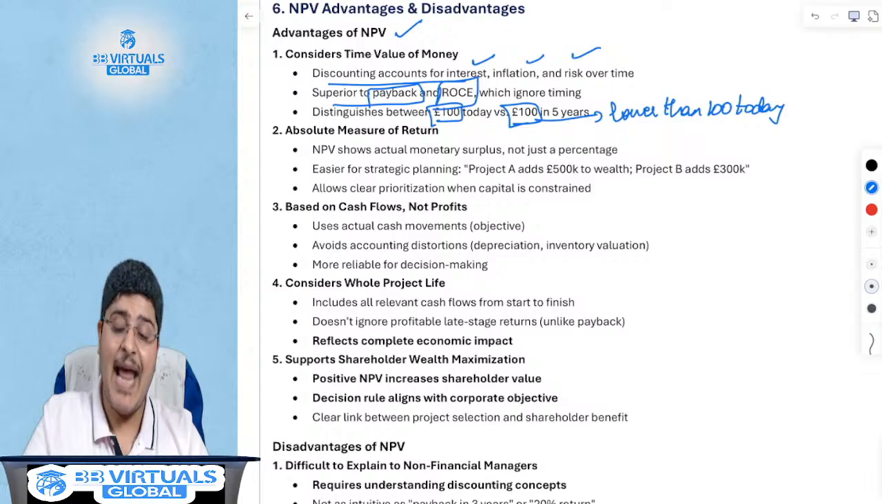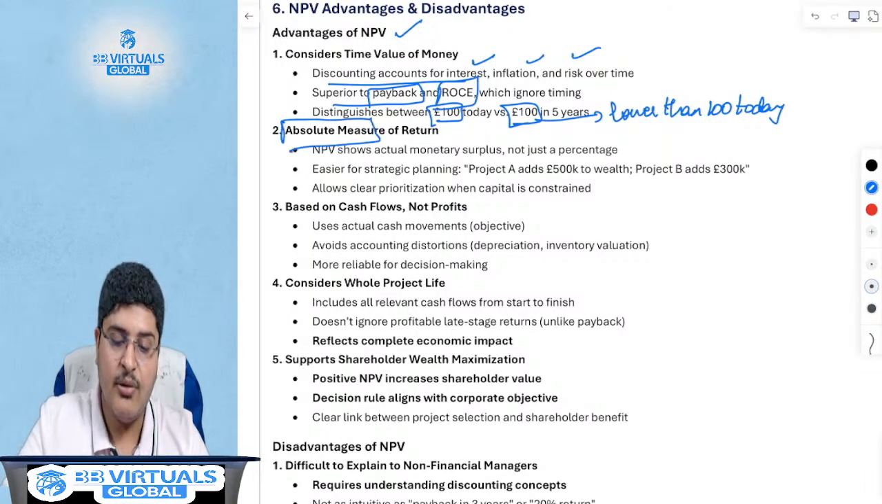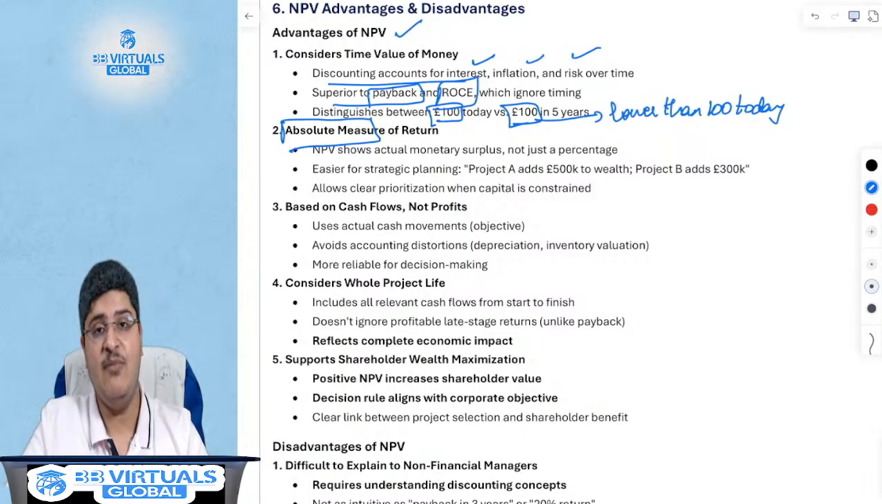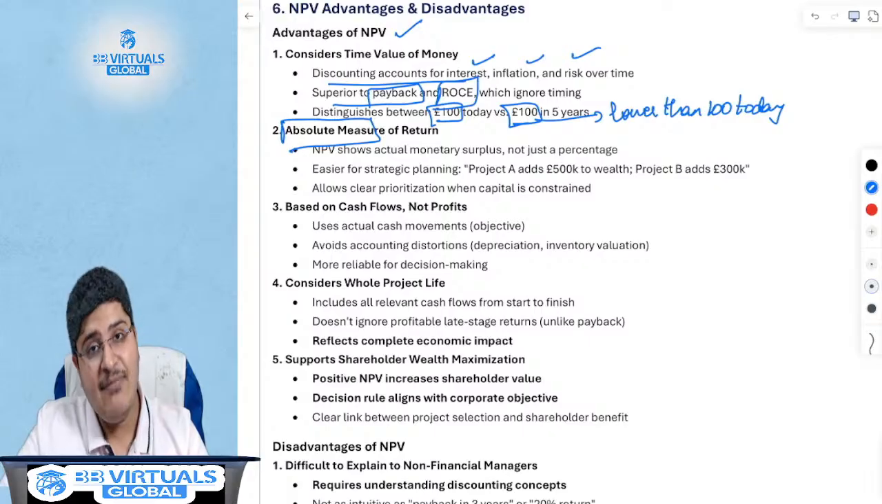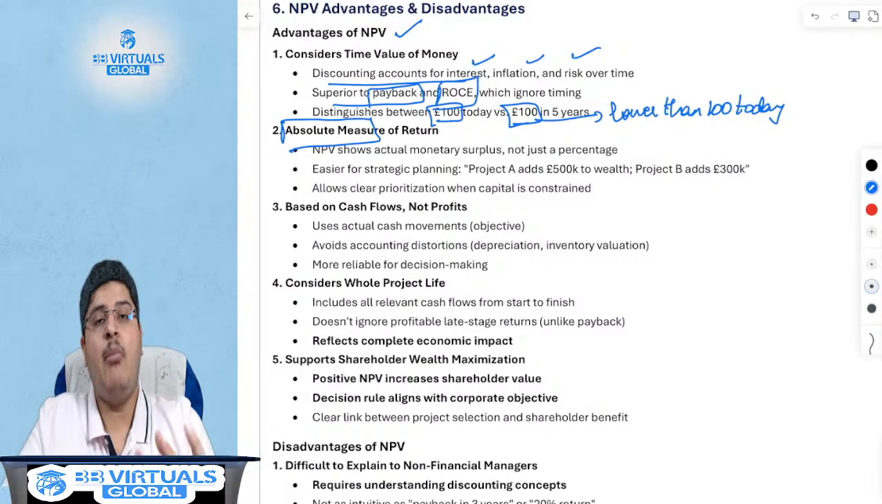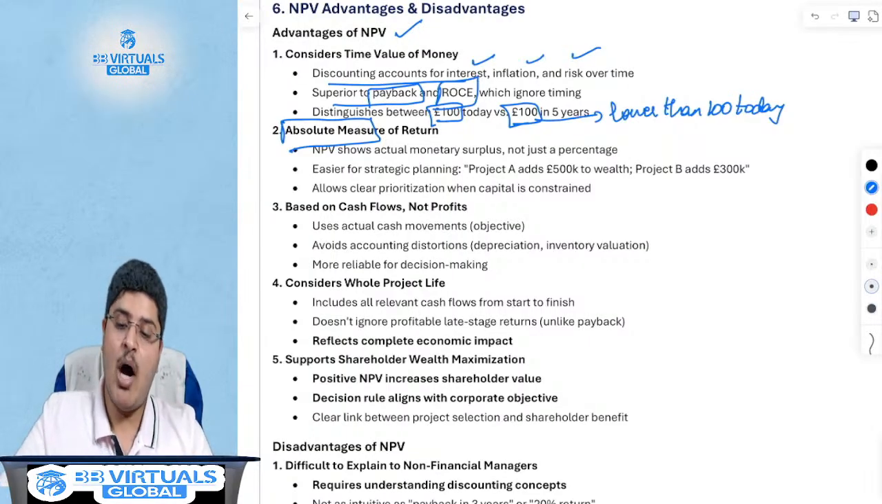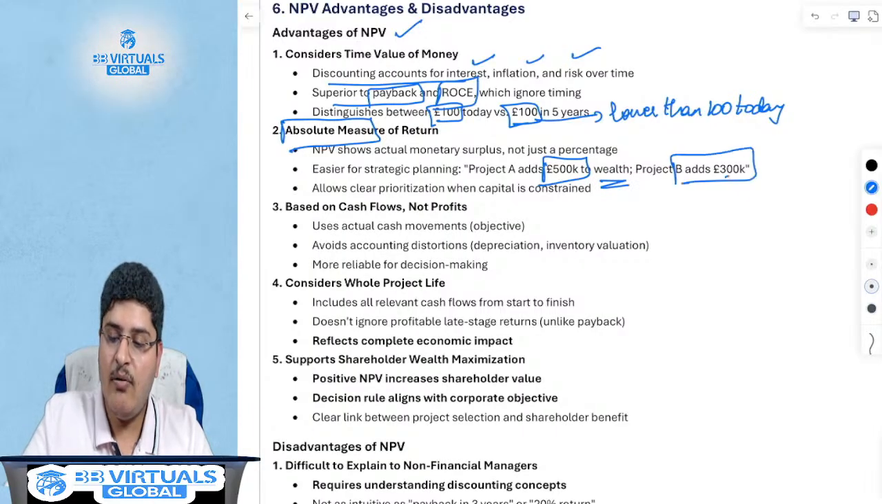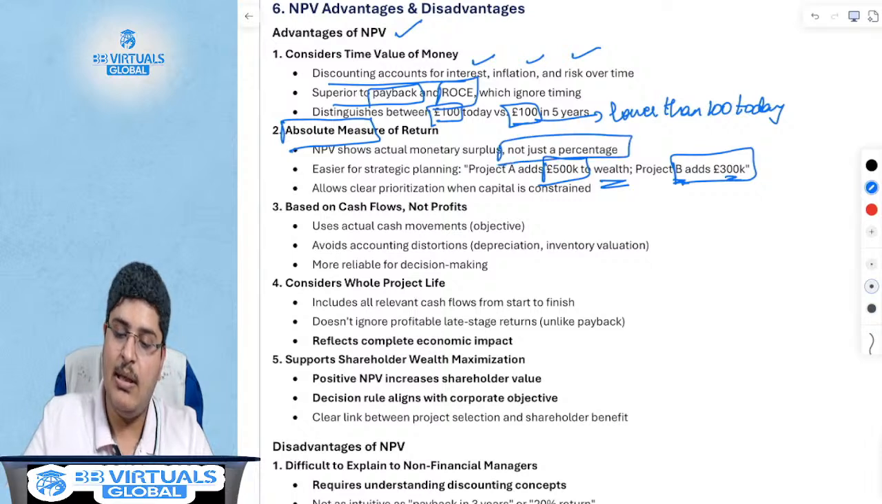It is an absolute measure of return. If you remember, both payback period, which gives you the period of time in which you'll get back your money, as well as ROCE, which was a percentage term, did not talk about how much amount you earn from a particular investment. But NPV tells you how much amount will be added to your wealth. And this is not just a percentage, it gives us a clear prioritization.